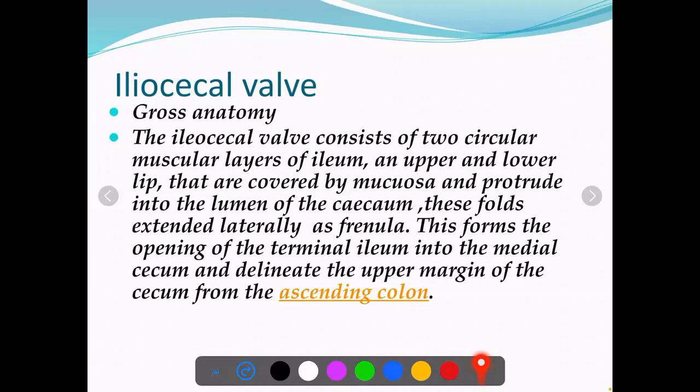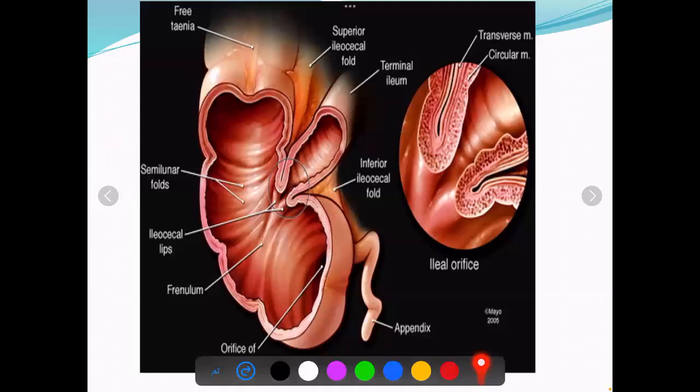from the ascending colon. This is a gross image showing the terminal ileum and the cecum. This is the circular muscle of the terminal ileum, extending laterally as the ileocecal valve. These are the upper and lower lips of the ileocecal valve, which extend laterally as the frenulum.